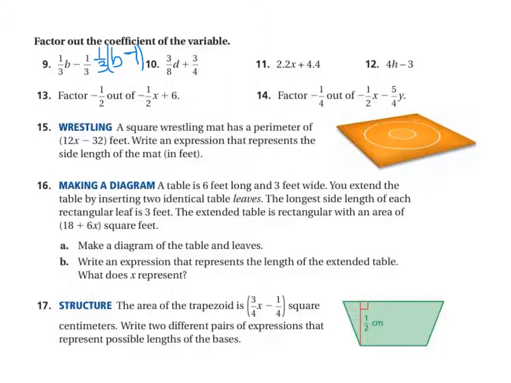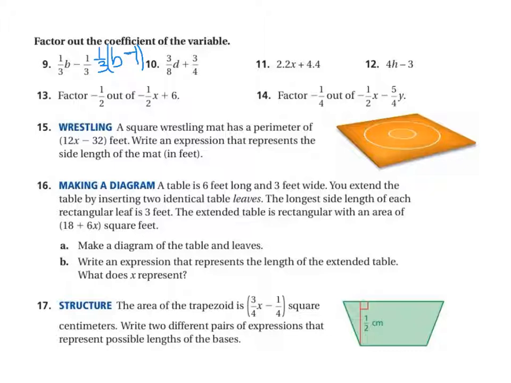Now we're going to move on to number 11, which is not a fraction, but it is a decimal, and there is not an actual example on this one, so we're going to do it anyway. So we're going to factor 2.2x plus 4.4. So we're going to factor out the greatest common factor, which is 2.2.